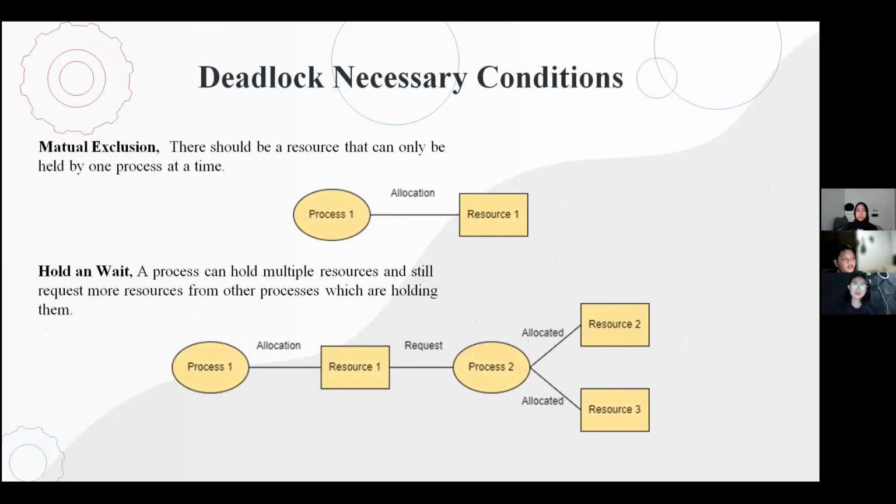Deadlock necessary conditions. The first one is mutual exclusion. There should be a resource that can only be held by one process at a time. The second one is hold and wait. A process can hold multiple resources and still request more resources from other processes which are holding them.